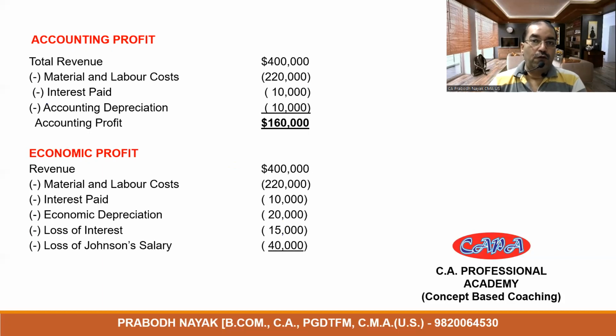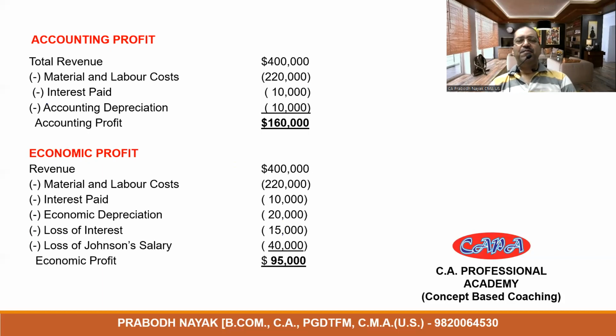So $305,000 I have to subtract from $400,000. So 400 minus 305 gives me an economic profit of $95,000. Right? So it is as simple as this. The only thing is that you should know what comes as explicit cost and what comes as implicit cost. And I've only introduced a new term here that is called economic depreciation. Right? So all other items are same.